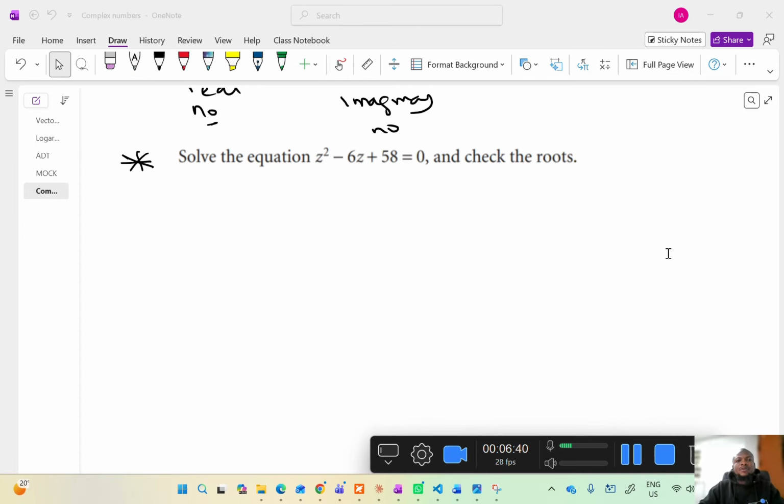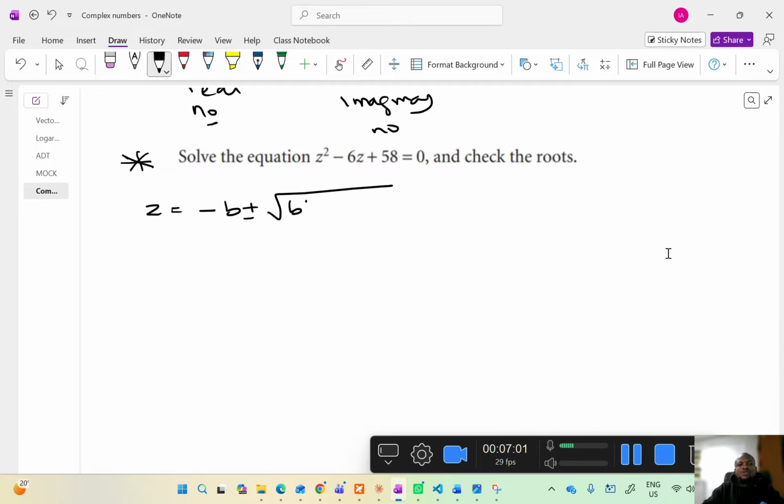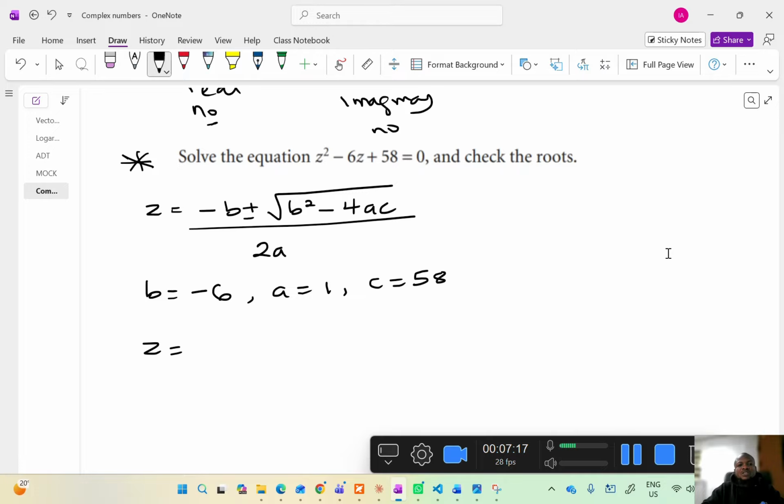So let's solve this problem: z squared minus 6z plus 58. It's difficult to use the complete the square method. It's difficult to use the factorization method to solve this problem. So let's use the formula method, which is very easy. So you know that in the formula method, z will be equal to minus b plus or minus the square root of b squared minus 4ac, divided by 2a. In this expression, the value of b is equal to minus 6, the value of a is equal to 1, and the value of c is equal to 58. Then you substitute it into this expression.